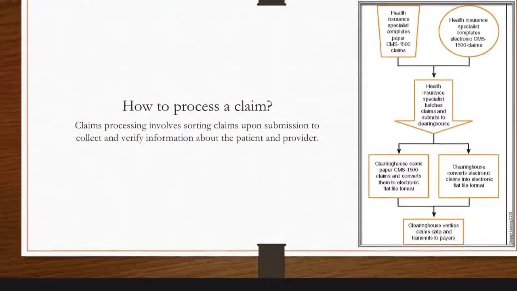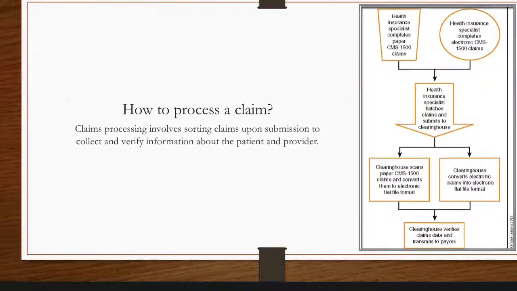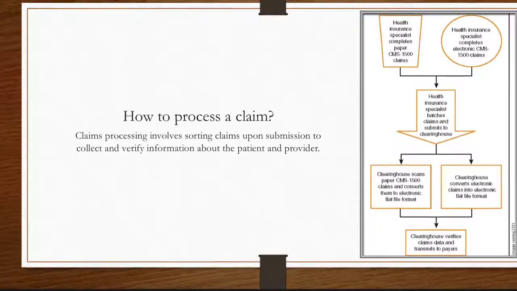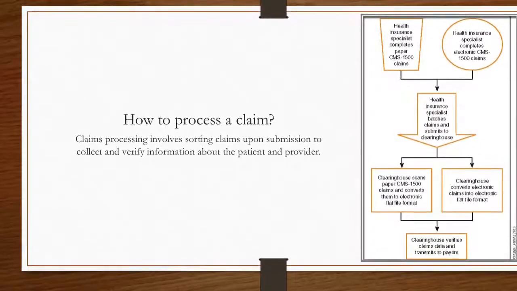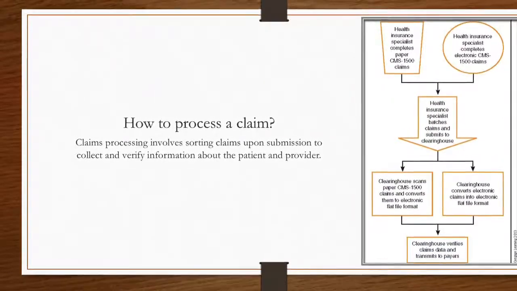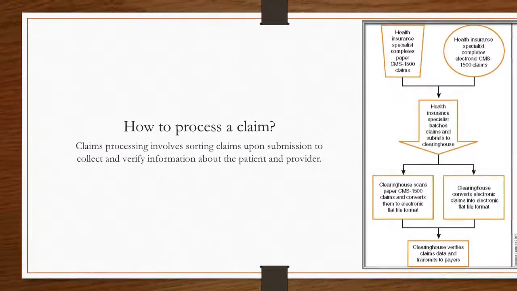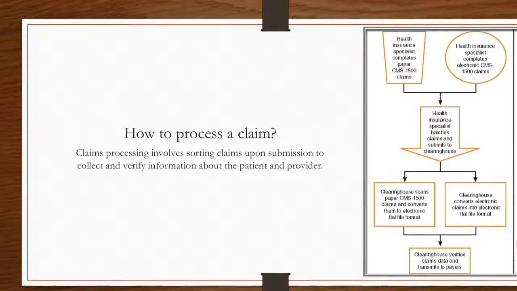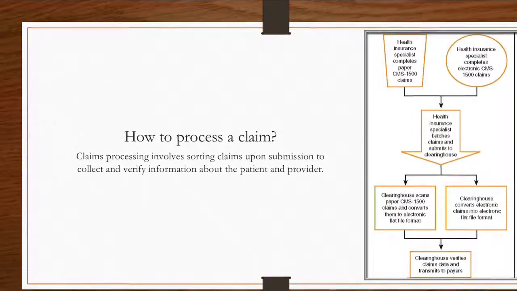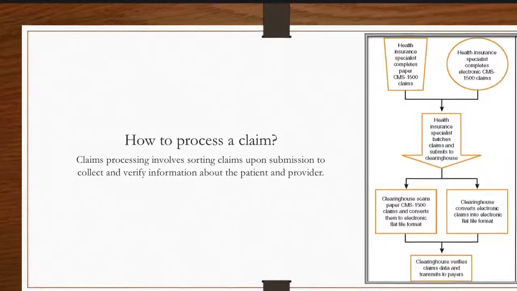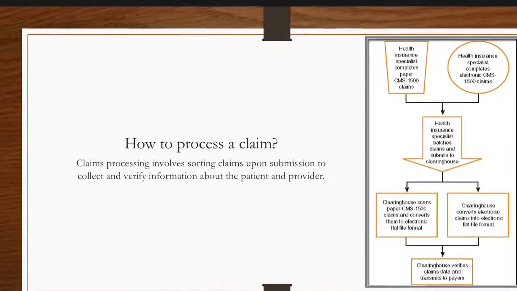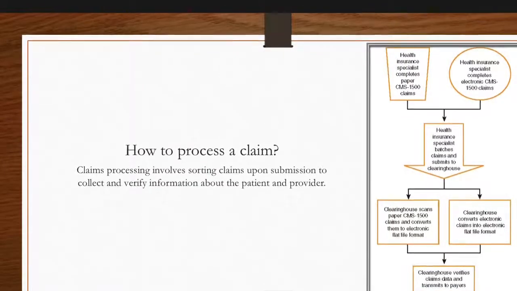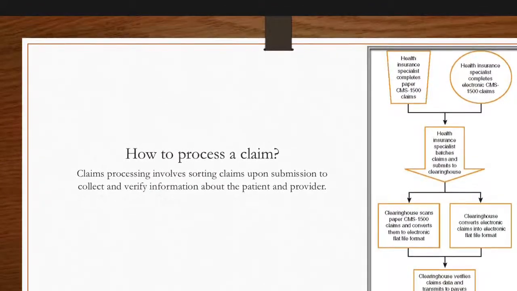How to process a claim? Claim processing involves certain steps upon submission to collect and verify information about the patient and provider. These are the steps to process a claim. The health insurance specialist completes the paper CMS 1500. Then they batch claims and submit them to the clearinghouse. The clearinghouse scans the paper CMS 1500 and converts it to electronic format. And finally, the clearinghouse verifies the claims data and transmits it to the payers.